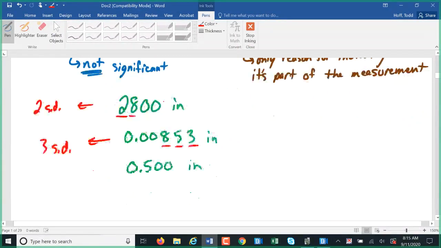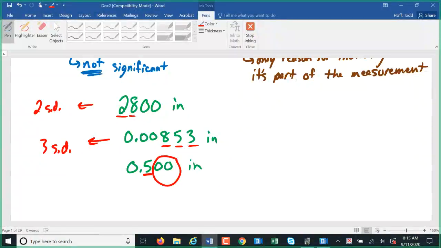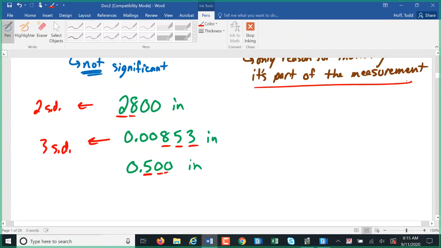0.500 inches. That 5 is significant because it's not a zero. These zeros here, if I take them out, they do not change the meaning of the 5. Numerically, they're not important. They're not necessary. If I took them out, the 0.5 still means the same thing numerically. So the only reason to include them is because they're part of the measurement, which means they are significant. So 0.500 has 3 significant digits.